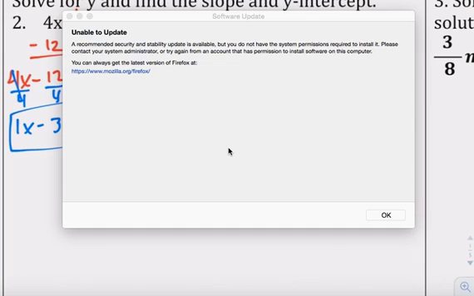Find the slope. M stands for slope or rate of change. It's 1 over 1. That means up 1, right 1. And the y-intercept is 0, negative 3.